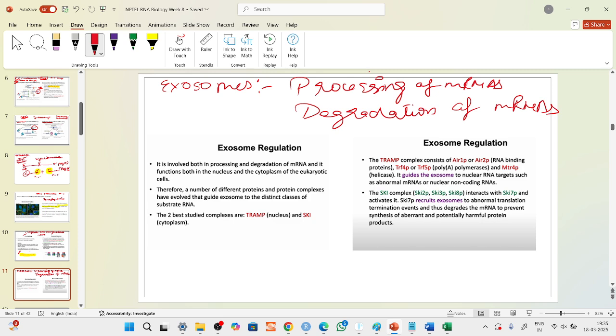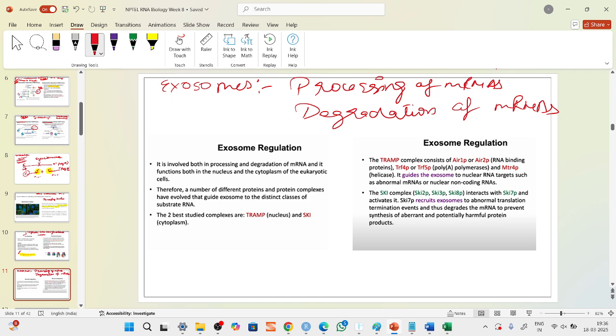So a number of different proteins and protein complexes have evolved that guide the exosome to distinct classes of substrate RNA. Okay. The two best studied complexes are TRAMP and SKI. So these are the two well studied examples of exosome regulation. So let us study about this TRAMP.